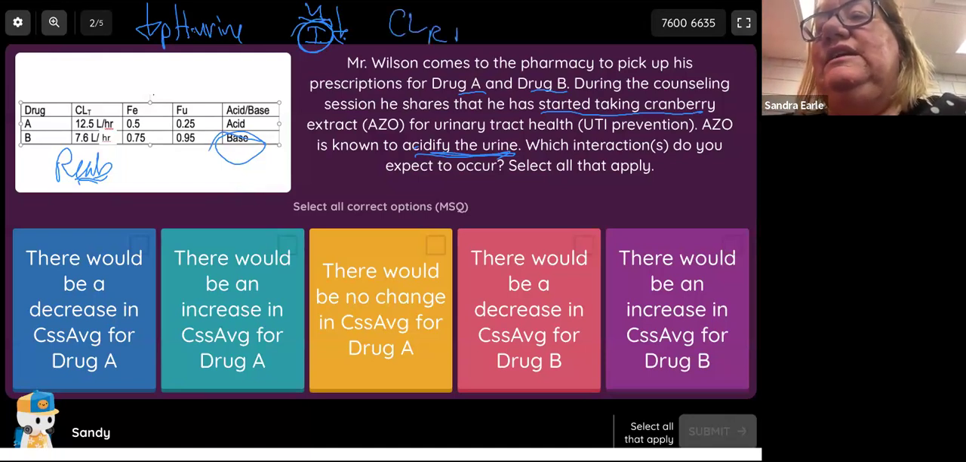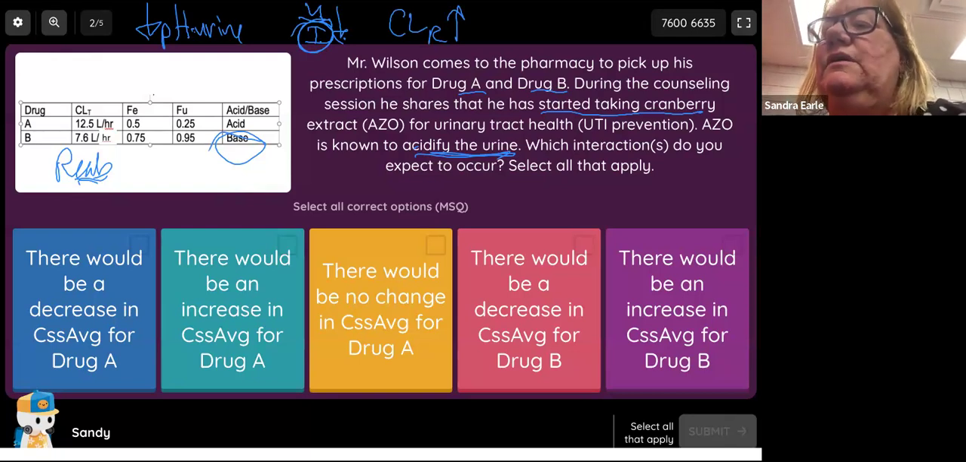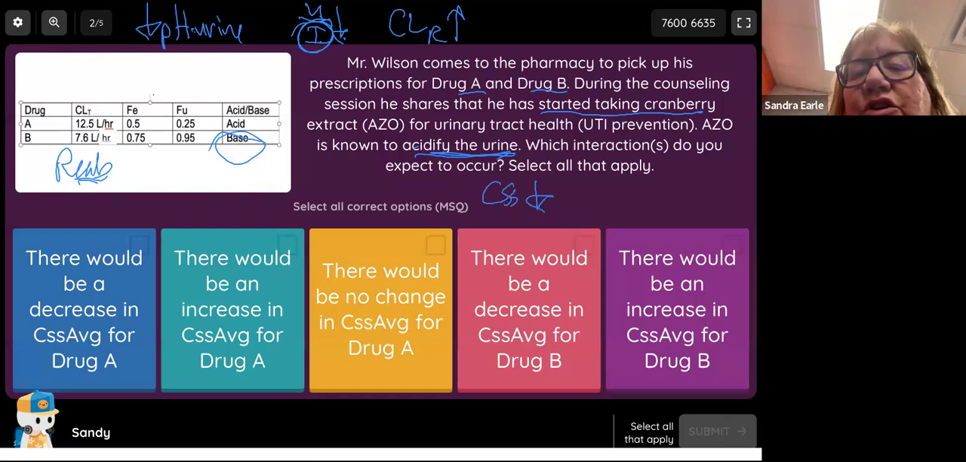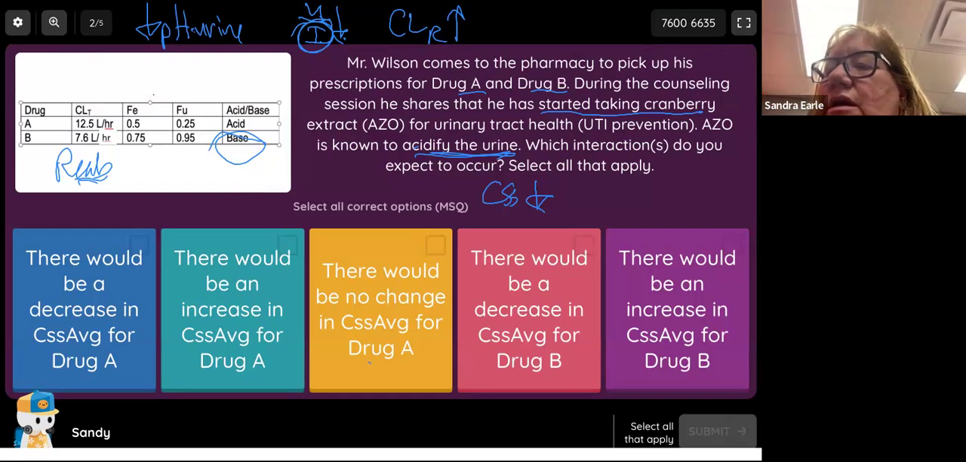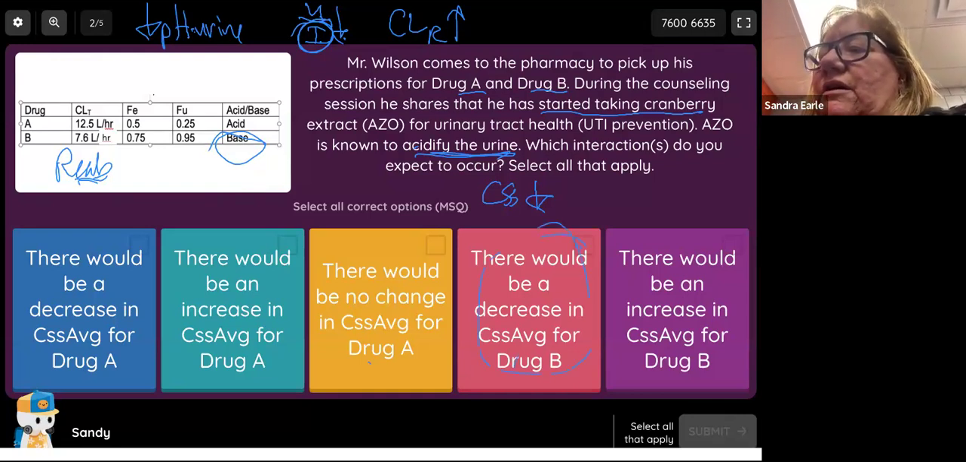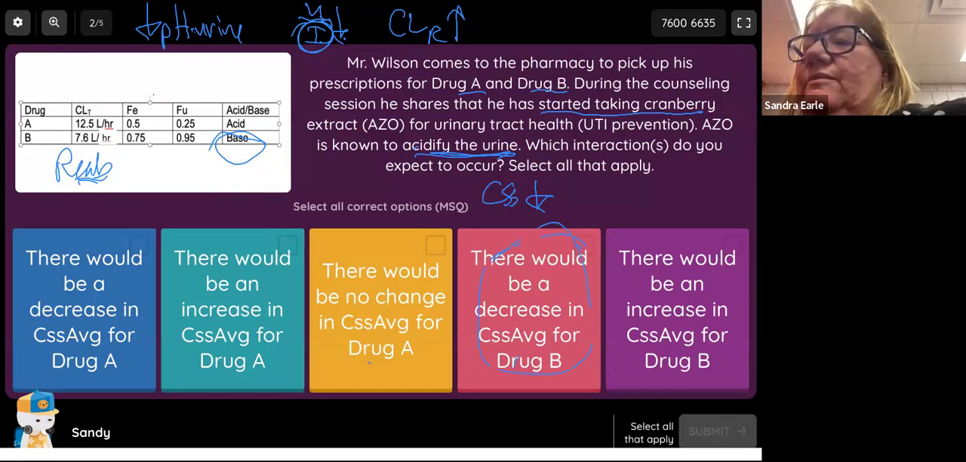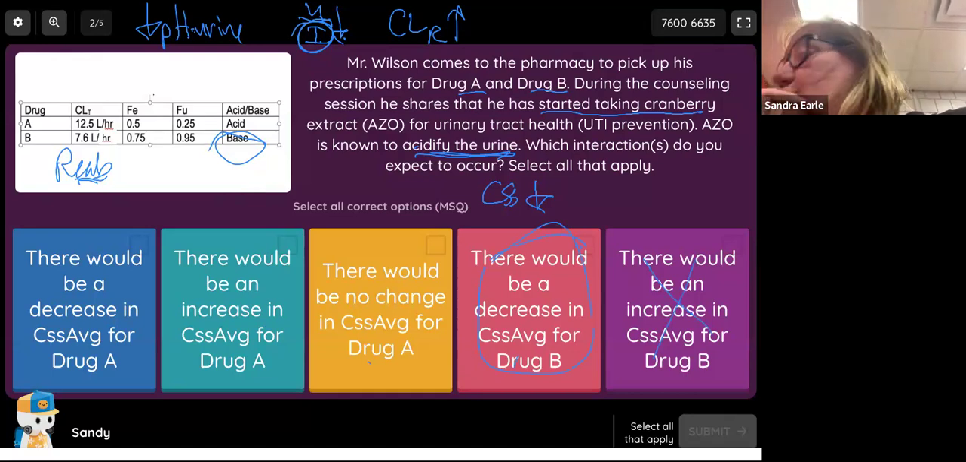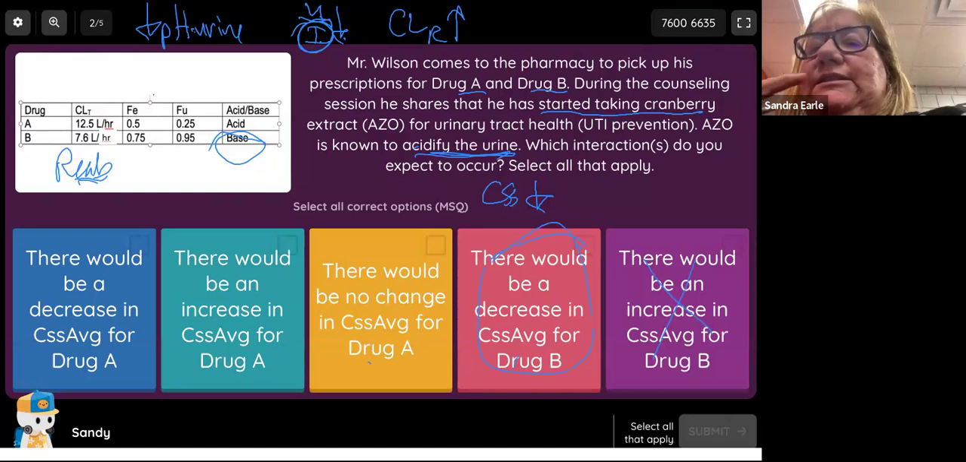So if you block reabsorption, more of it's staying in the urine. Therefore, the renal clearance is going to increase, and your CSS average is going to decrease, isn't it? So there would be a decrease in CSS average for drug B. Yes, that's the answer, right? This one here, there would be an increase in CSS average for drug B. No, because more of it's being eliminated in the urine because it's changed to a more highly ionic species.